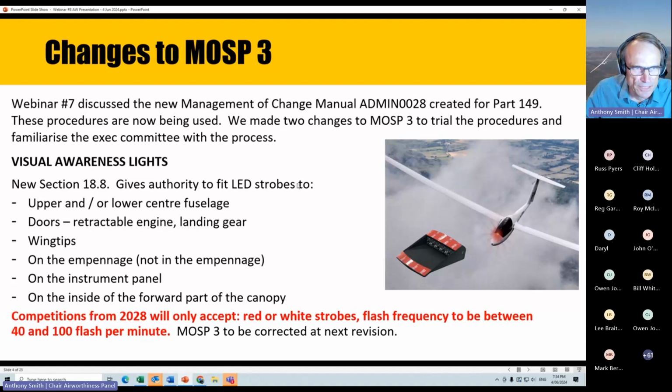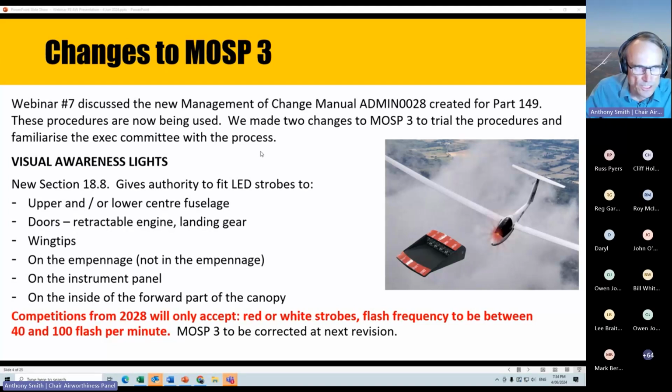Back in webinar number 7, which was the previous one, we discussed some of the changes that were made to comply with the Part 149. And we discussed the new management of change manual, which is admin 0028. These procedures are now being put into use. I have created a number of change proposals, which we've performed to use MOSP 3 as a trial of these procedures and to use it as a training run for the executive committee.